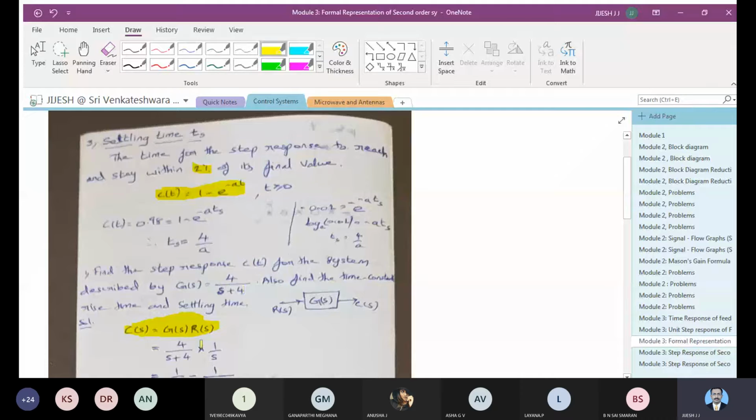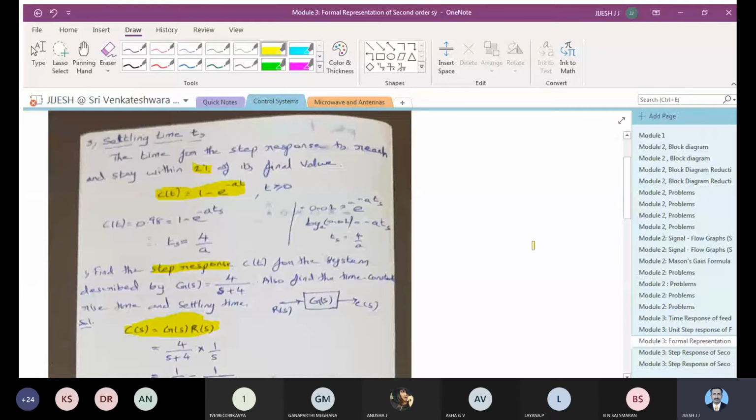And R of s, you have to see the question properly. It is clearly told that it is a step response. So when it is a step response, you can substitute it as 1 by s. I have substituted here 1 by s. So I get 4 by s plus 4 into 1 by s. If you don't know, just write down, since it is step response. If they give some other response, you have to change according to that. So let us move further.